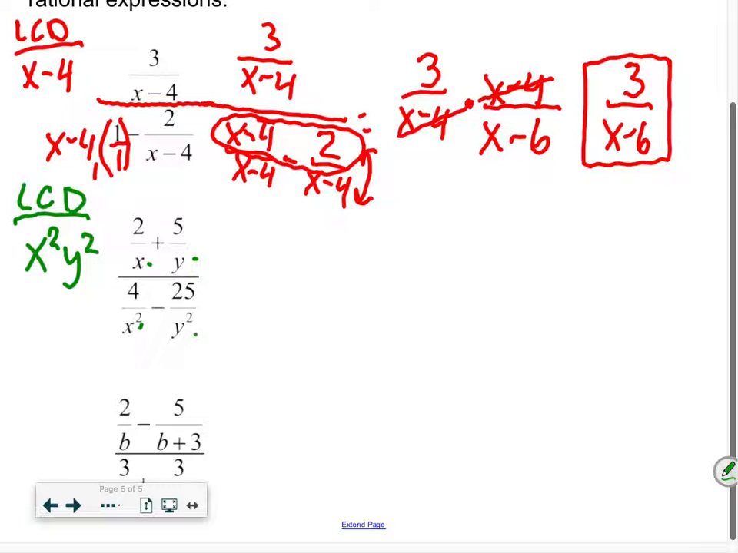Okay? So I want each denominator to be x squared, y squared, which means this first one has to be multiplied by what to get x squared, y squared? x and y squared. x, y squared.